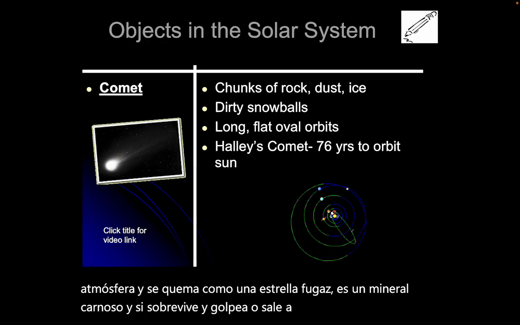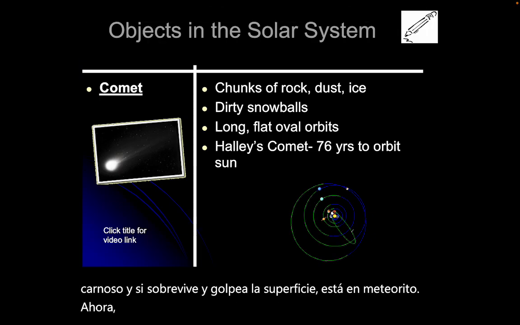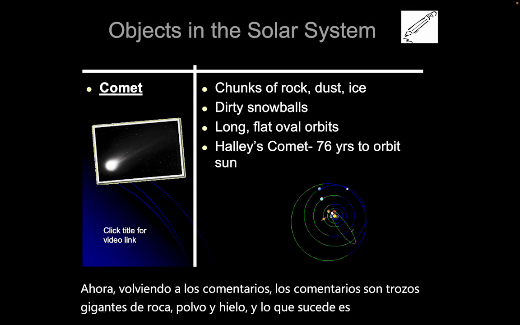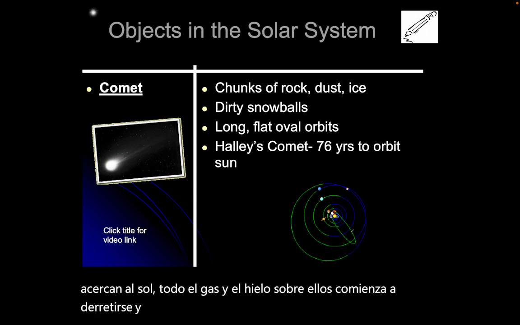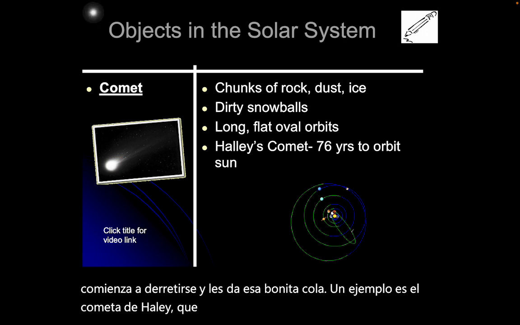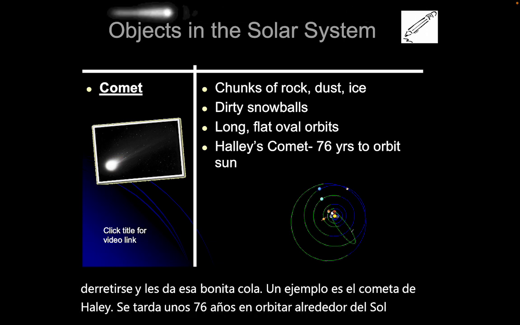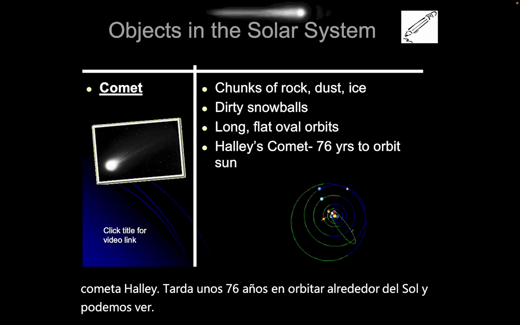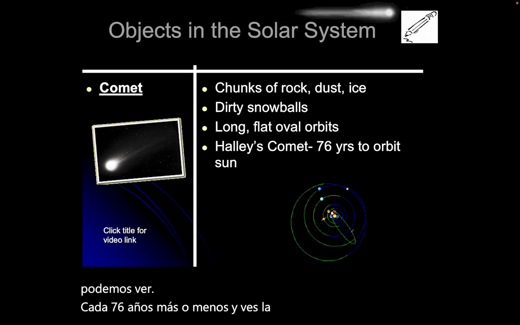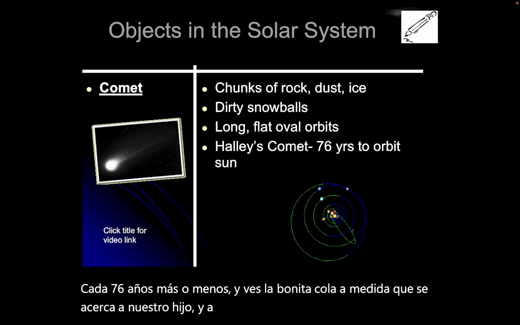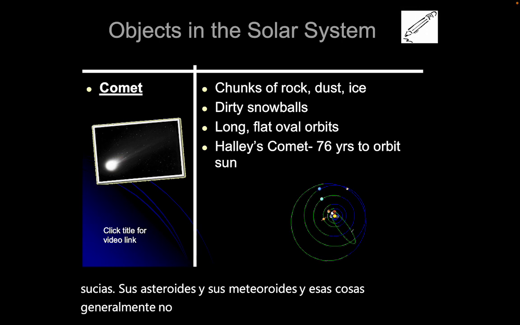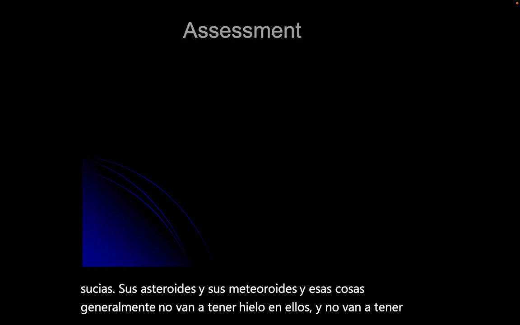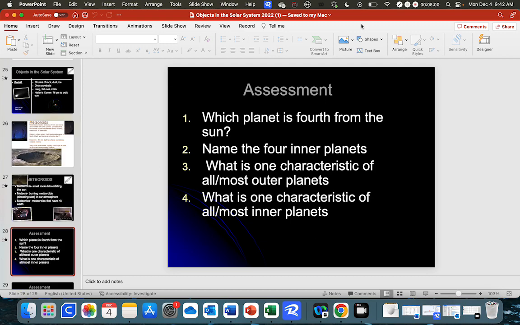Now, going back to comets. Comets are giant chunks of rock, dust, and ice. When they get close to the sun, all the gas and ice on them starts to melt, and it gives them that pretty tail. One example is Halley's Comet. It takes about 76 years to orbit the sun, and we can see it every 76 years or so, and you see the pretty tail as it gets closer to our sun. They're often called dirty snowballs. Your asteroids and your meteoroids and stuff are generally not going to have ice on them, and they're not going to have that pretty tail. All right. Hope that makes sense.